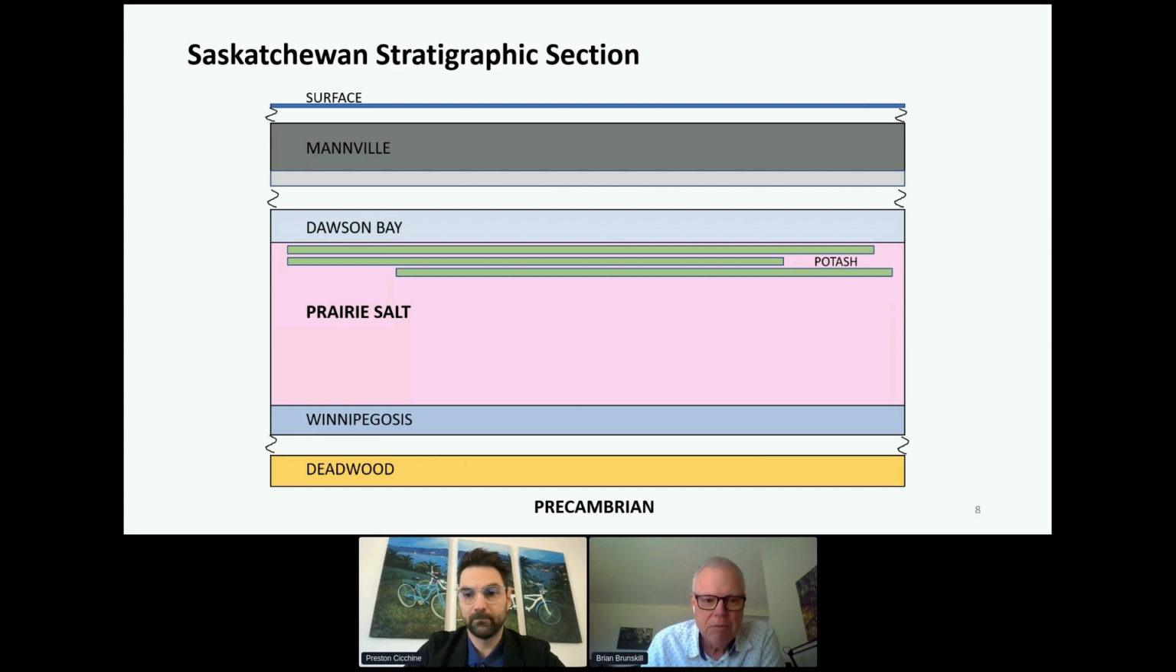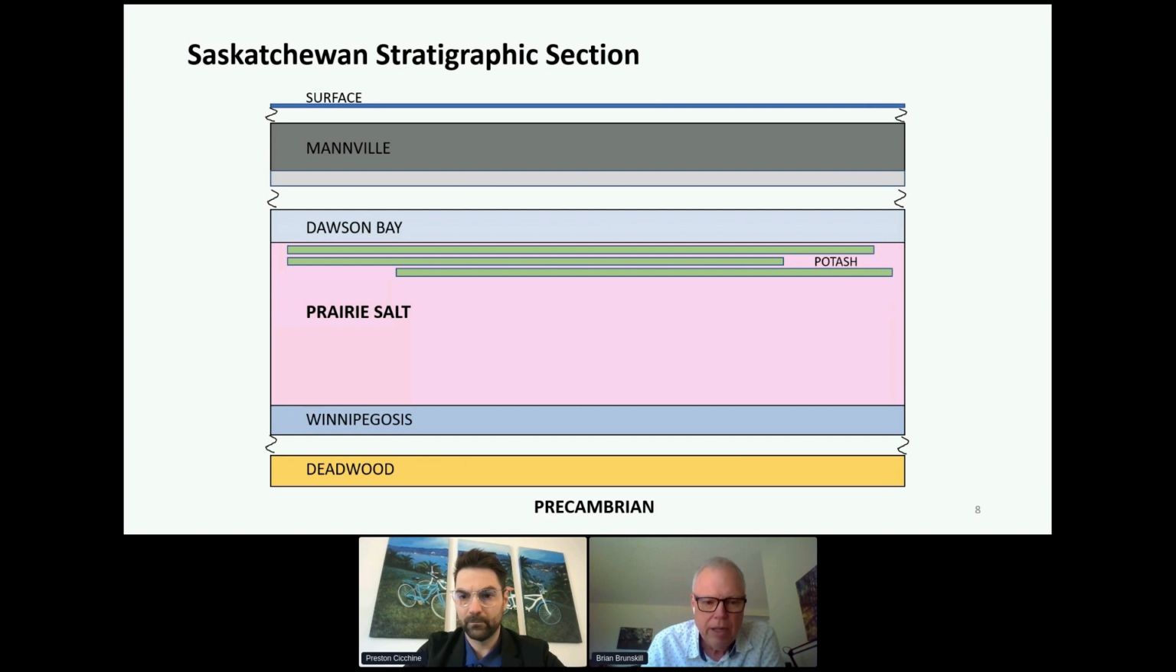These are just some of the common names: Manville, Dawson Bay, Deadwood at the bottom. And the pink section in the middle refers to the prairie salt section. That's a very thick section of salt in areas, and it's useful particularly because at the top in certain areas, those three green bands represent potash layers. This is where we're mining potash in Saskatchewan. Otherwise, the prairie salt is predominantly sodium chloride.